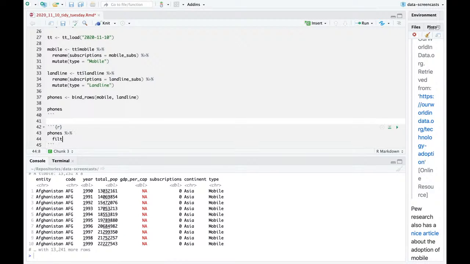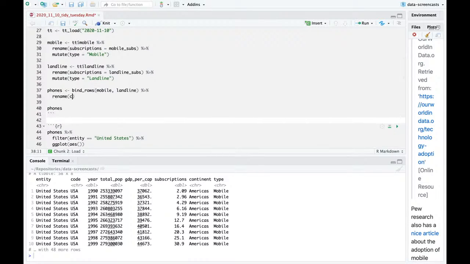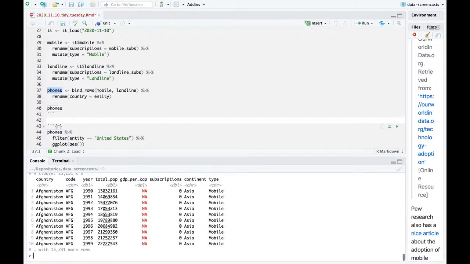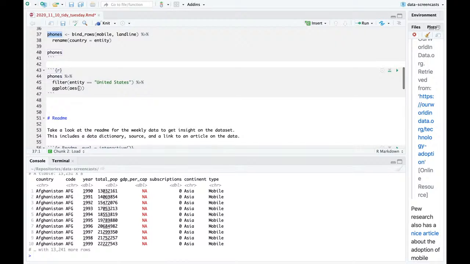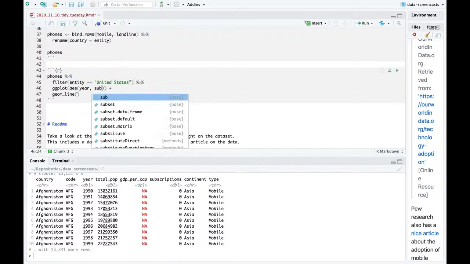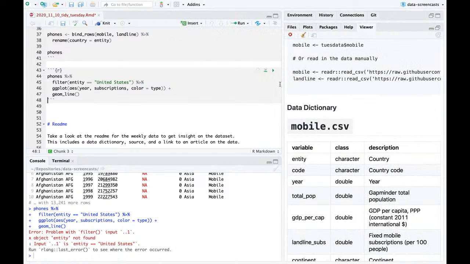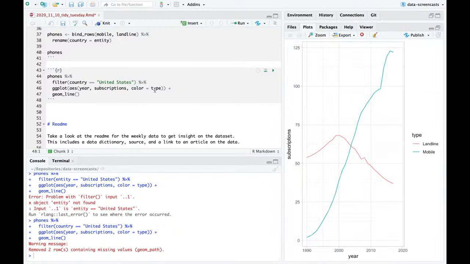Let's say I live in the United States. If I filter for entity is United States of America, yeah, it is. I'm also going to rename, I just like to shape the data the way that makes the most intuitive sense to me. Country and code, all right. And I can graph year, subscriptions, color equals type. That's why I wanted to put them into one, so I could compare them. Look at that, all right.